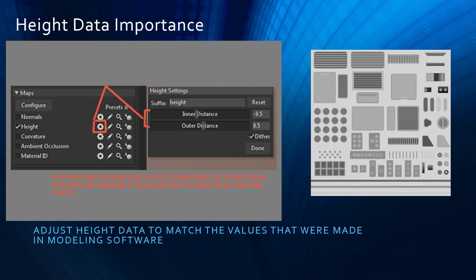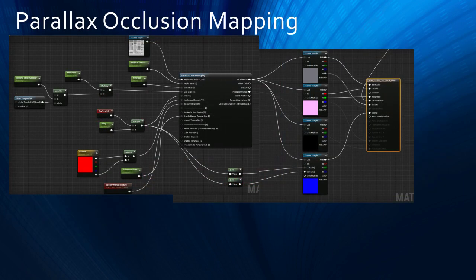So inside Marmoset, you actually have to adjust the height values and distances for where you want the starting point to come in. For example, white would mean it's at its middle point or highest point, and then black is the deepest part.